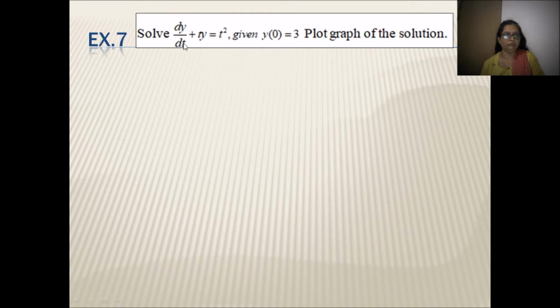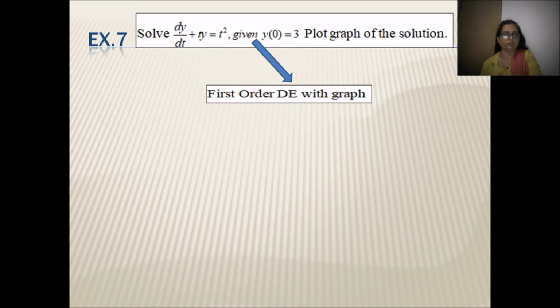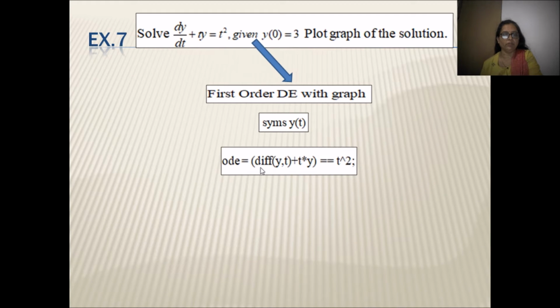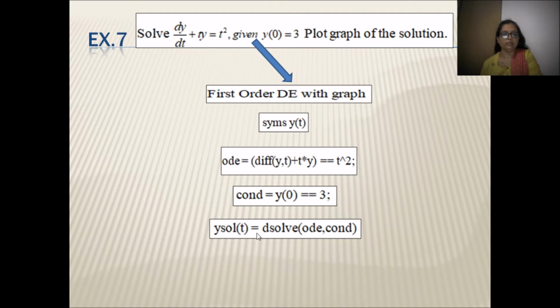Example number 7. This is the equation which is first order differential equation. We solve this first by applying condition and then plot the graph of the solution. First step, syms y of t, then define ordinary differential equation, apply the condition here, then solution of this equation. Now here we are applying ezplot, that means function plotter. Then here y solution is sufficient for plotting the graph.